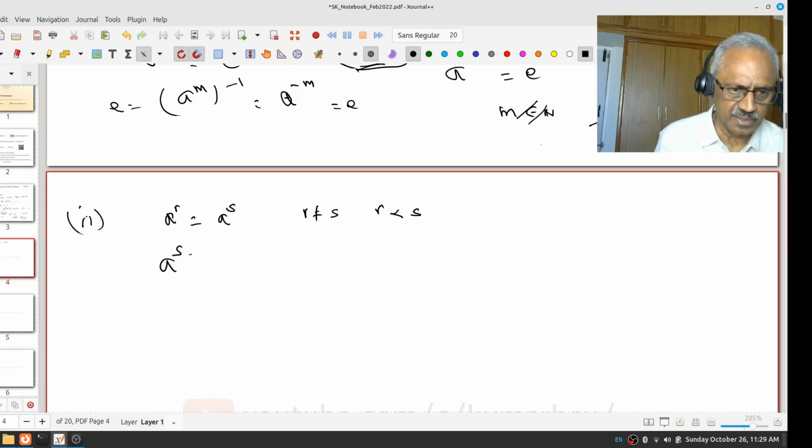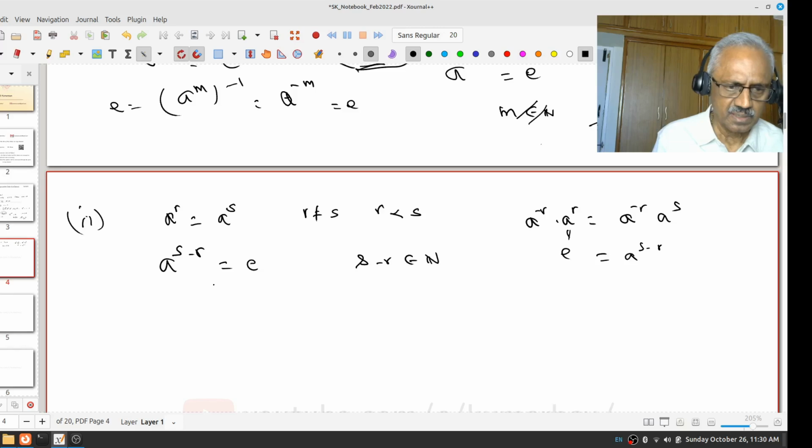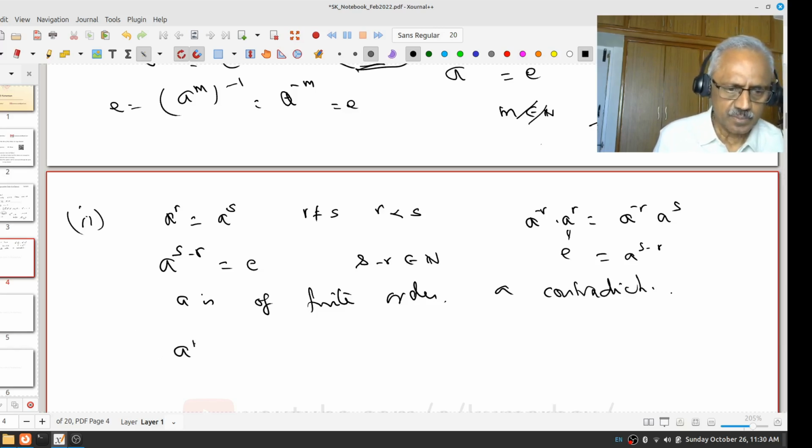Then a to the power s, this is a repeated thing, is equal to identity, right? Because multiplying both sides by a to the power minus r. And now s minus r is a natural number because r is less than s, right? Therefore a is of finite order. This is a contradiction. Therefore a to the power r equal to a to the power s implies r equal to s.